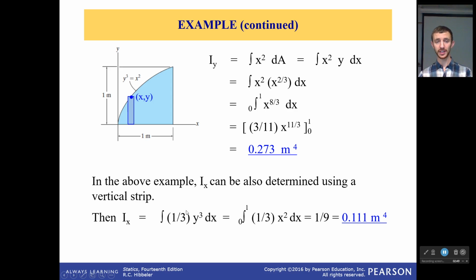And how would we have done that? If I use this same strip, but this time for the moment around the x-axis, I would still have y squared dA as my integral. And then my dA would be equal to, well, what is the height of this box? It is simply y times dx. Okay, so I can do that. Y squared dA, y times dx, I put in here. And then I have to solve in terms of x.